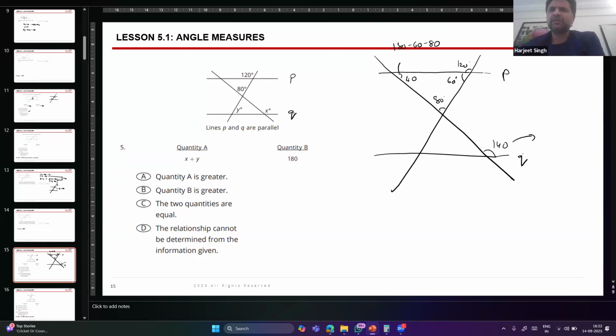So this is because of two parallel lines and a transversal, their sum should be equal to 180. So that's the reason of this angle being 140. So now we know x is 140. Now what is y?